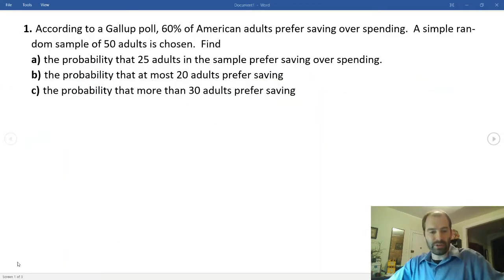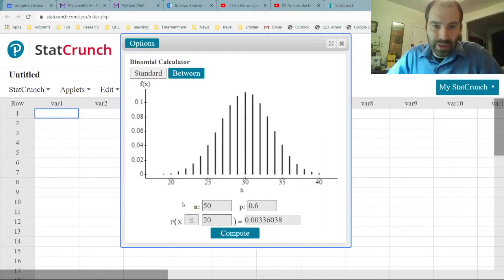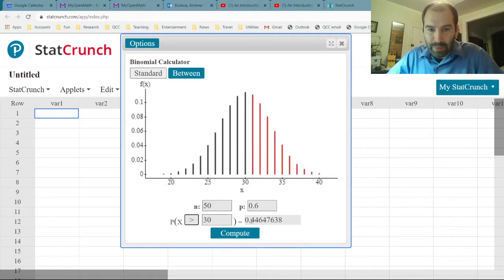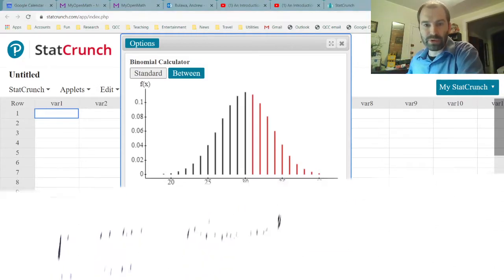Okay, so we're going to go to StatCrunch. And what we're going to do is put a 30 here and put a greater than sign. And there I see the probability, 0.4465.